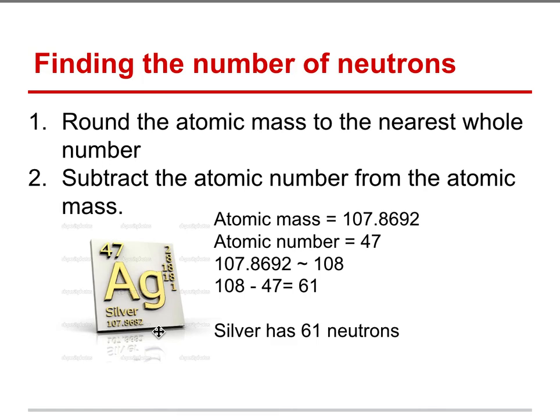Then I'm going to subtract the atomic number, which is to say the number of protons, from that. So 108 minus 47 gives me 61. So silver has 61 neutrons. Another way to think of this is that the number of protons plus the number of neutrons equals the atomic mass. So 47 protons plus 61 neutrons equals a mass of 108. So basically all we're doing is simple subtraction to figure out what the number of neutrons is for an individual atom. So at this point in time, let's think about our objectives.